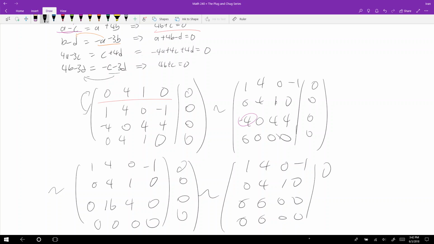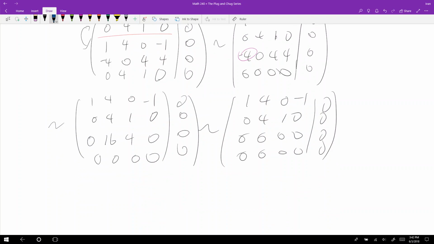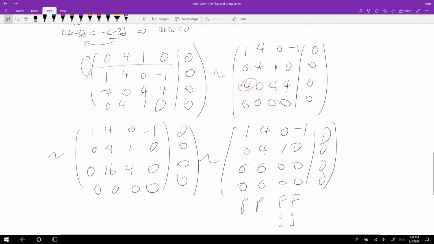And here we go. This is our system, right? So what does this mean? Well, here are our pivots. And this means I have two free variables corresponding to C and D. Okay? Because notice, what are we doing?